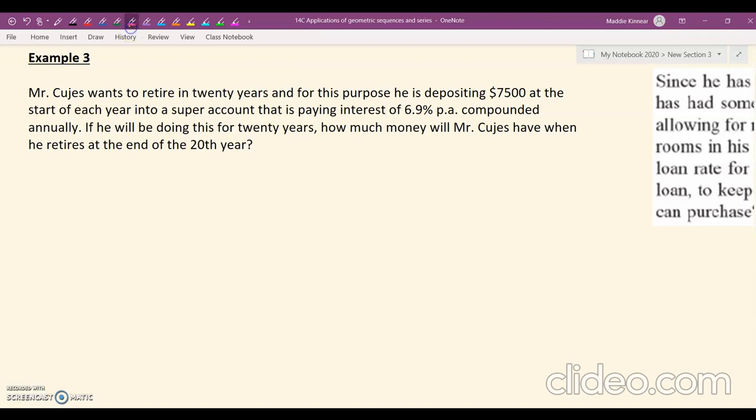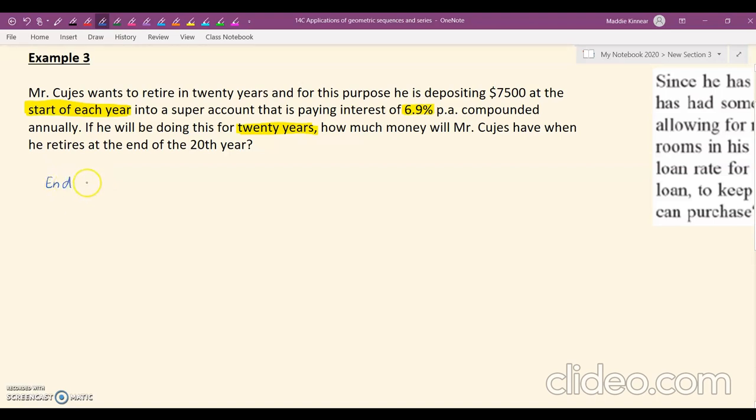So in order to show you the link back to sequences and series that are geometric, we're going to have a look at, well, what is happening every year. So at the moment we deposit things at the start of each year. Now that is crucial for this at the moment. We'll have a little look how that affects things. We also know we have an interest rate of 6.9%. We're compounding annually. We're going to be doing this for 20 years. And we're looking at how much do we have at that point, so what is the future value of this investment.